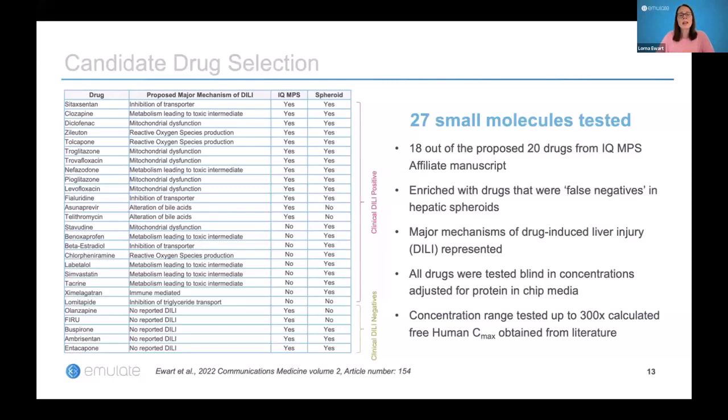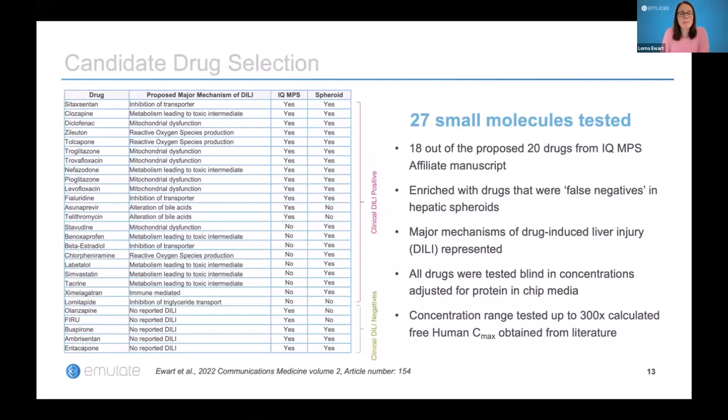What we found with these hepatic spheroids is that they actually have a high false negative rate. So we were able to enrich our drug test set with these drugs that were deemed false negatives in the hepatic spheroids, with the aim really of understanding how the performance of our model compared versus other cellular models that are used today. You can see then that of the 27 small molecule drugs that we tested in the table here on the left-hand side, 22 of them are clinical DILI positives, 5 are clinical DILI negatives.